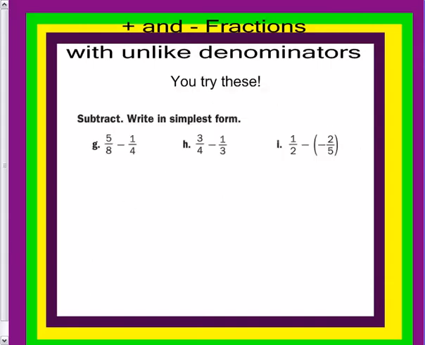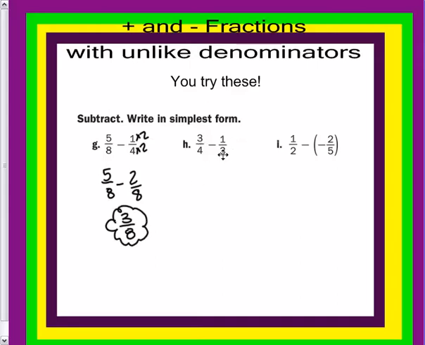All right, so you try these, and I will be back in just a second with the answers, okay? Ready, set, go. Okay, so here we go. 5/8. We know that that can stay, but the 1/4 needs to be turned into eighths. Let's multiply both by 2, and we get 2/8. So when we subtract, we're left with 3/8, and we're done.